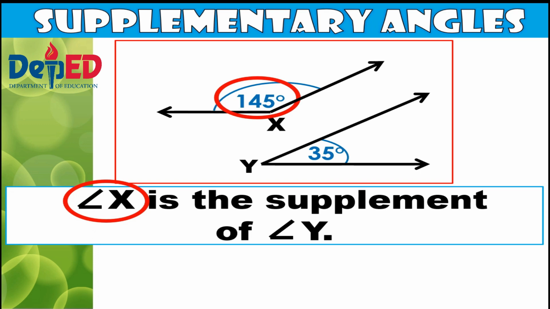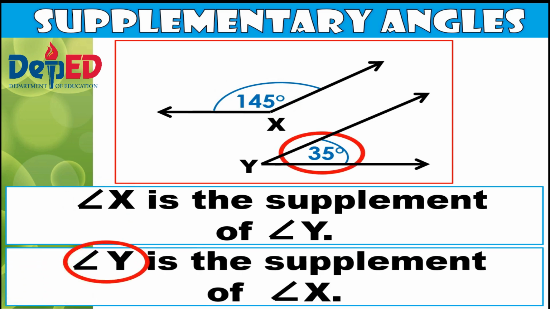Angle X is the supplement of angle Y, and it measures 145 degrees. Angle Y is the supplement of angle X, and it measures 35 degrees. The measure of angle X plus the measure of angle Y is equal to 180 degrees.